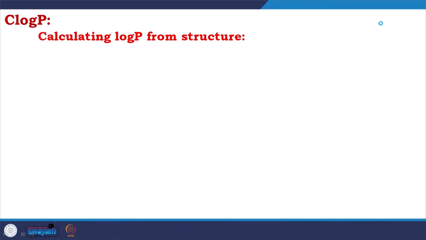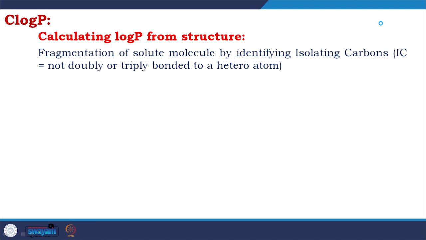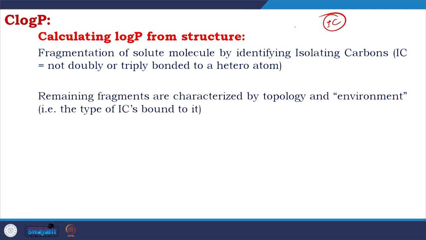So, how do we calculate log P from structure? When I say structure, we need the structure of the small molecule. So, fragmentation of the solute molecule by identifying isolating carbons which are not doubly or triply bonded to a heteroatom. Our first job is to identify the ICs, the isolated carbons which are not doubly or triply bonded to a heteroatom. Remaining fragments are characterized by topology and environment. What is environment? The type of isolated carbon bound to it.